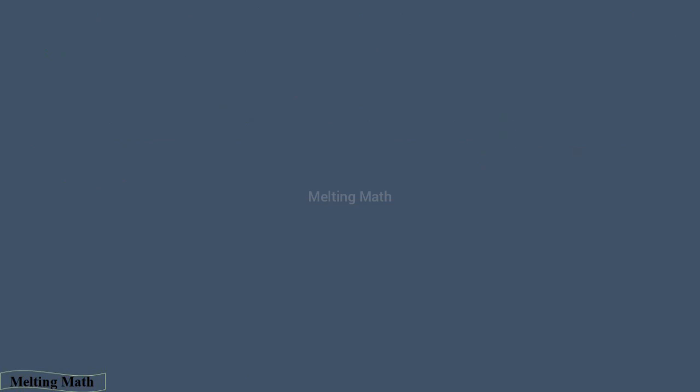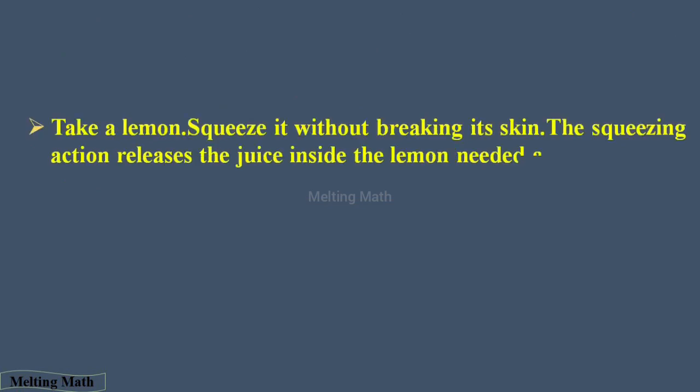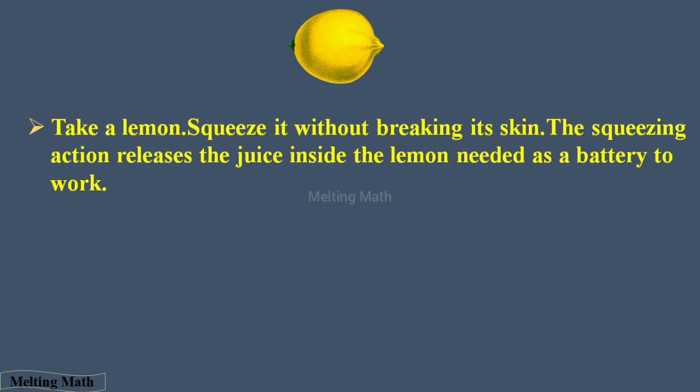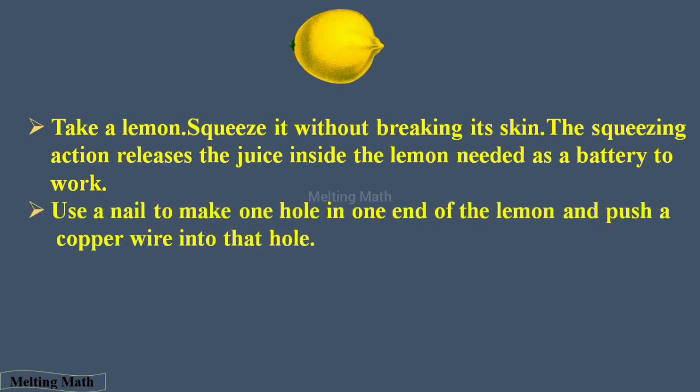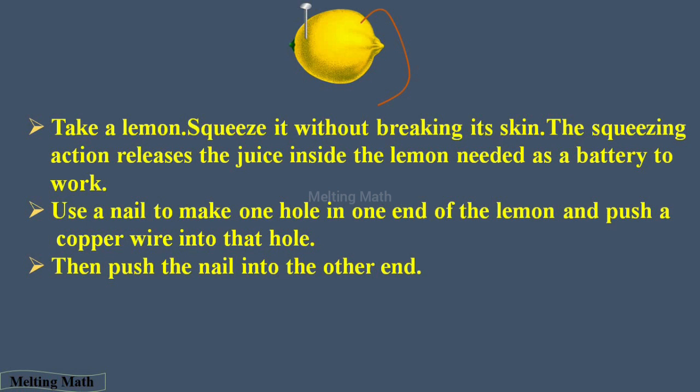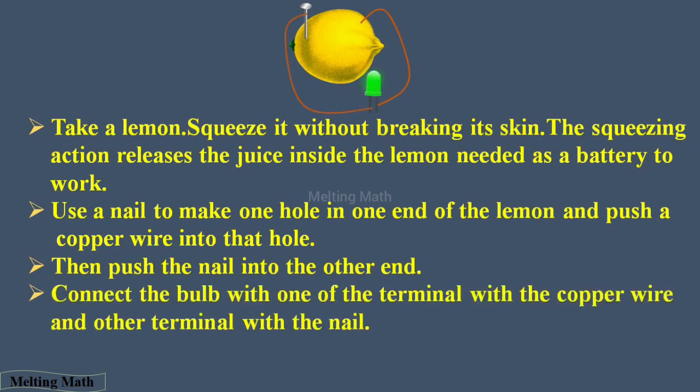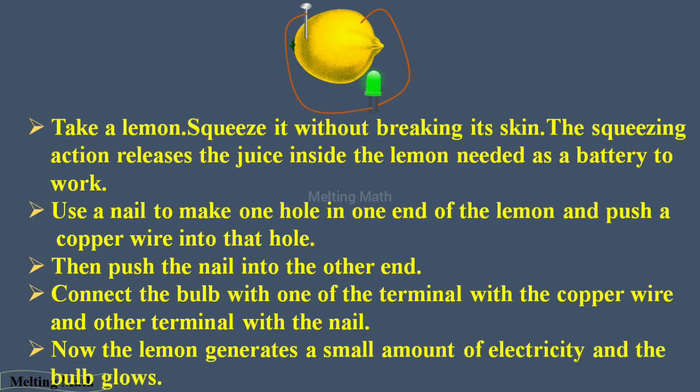Okay, let's see how. Take a lemon, squeeze it without breaking its skin. The squeezing releases the juice inside the lemon, which is needed for it to work as a battery. Use a nail to make one hole in one end of the lemon and push a copper wire into the hole. Then push the nail into the other end. Connect the bulb with one terminal to the copper wire and the other terminal to the nail. Now the lemon generates a small amount of electricity and the bulb glows. So this is the answer for this one.